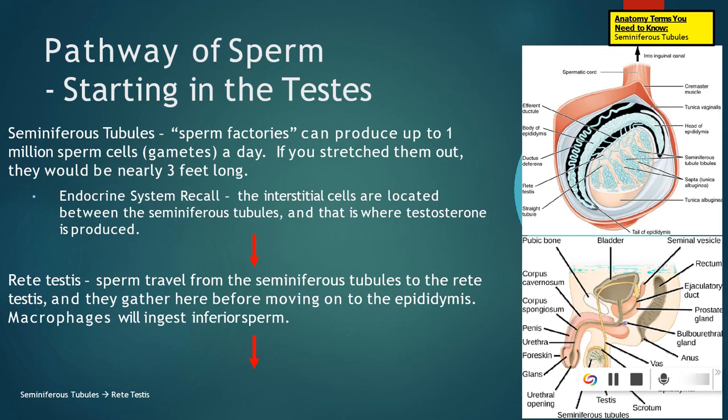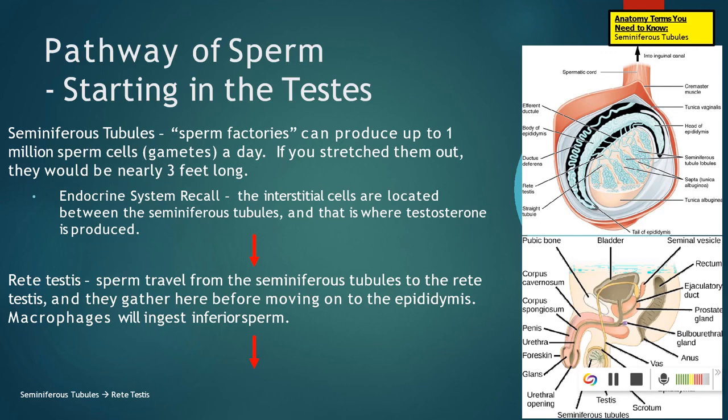Endocrine system, recall from a previous lecture, the interstitial cells that are located between the seminiferous tubules, and that is where the testosterone is produced in the testes. The rete testis: sperm travels from the seminiferous tubules to the rete testis, and they gather here before then moving on to the epididymis.